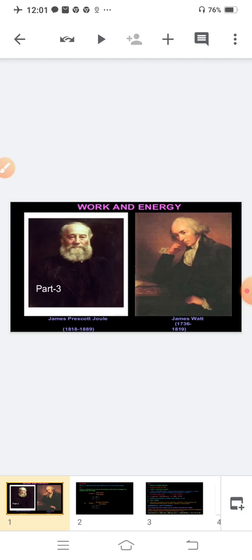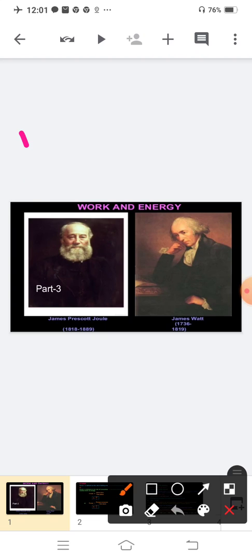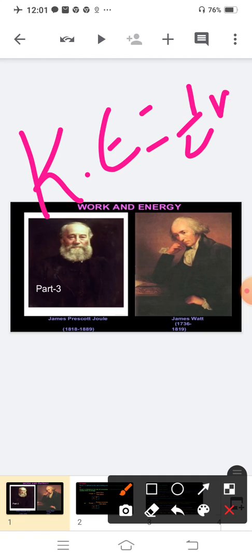possesses kinetic energy, because whatever energy is in that ball is due to the motion. Clear? A running person has kinetic energy. A running motorcycle possesses kinetic energy. So these are all examples of kinetic energy. And what is the formula of kinetic energy? We have done a derivation. So the formula of kinetic energy is half mv square.